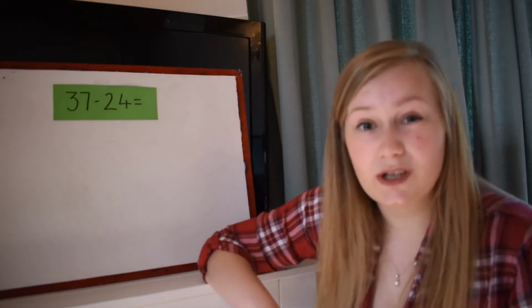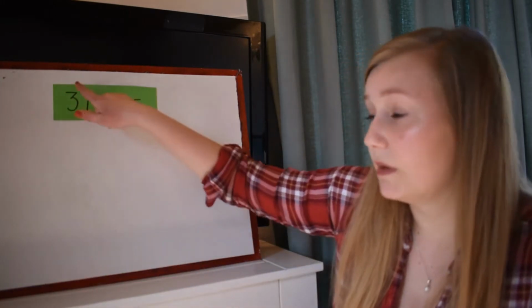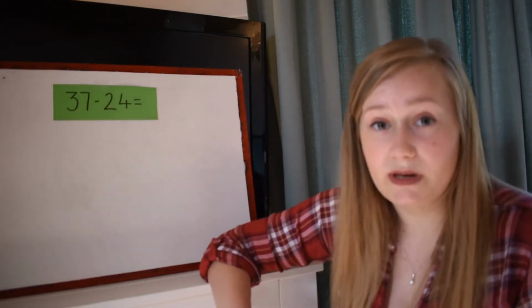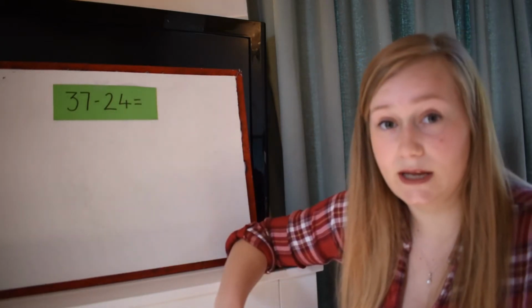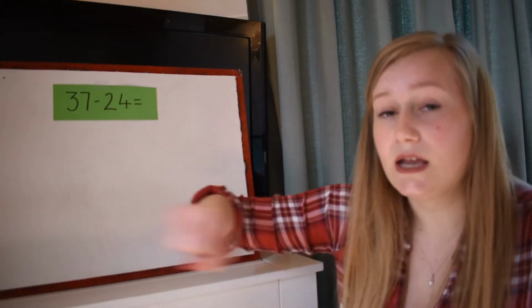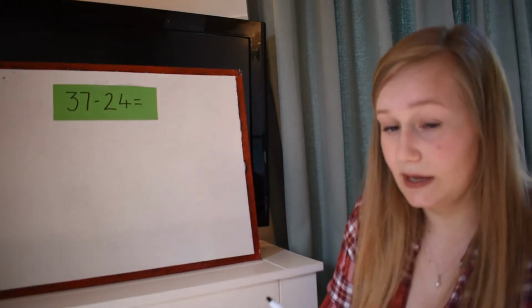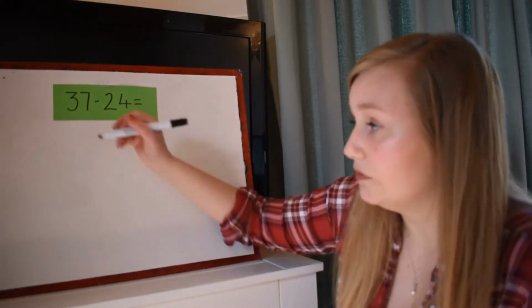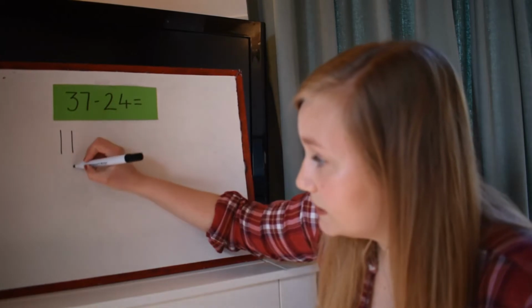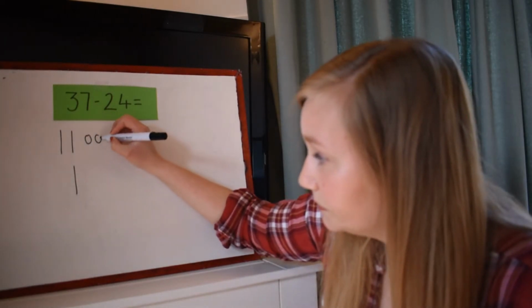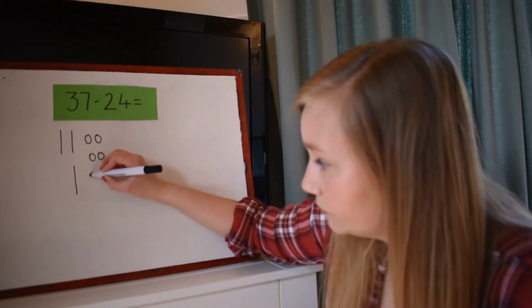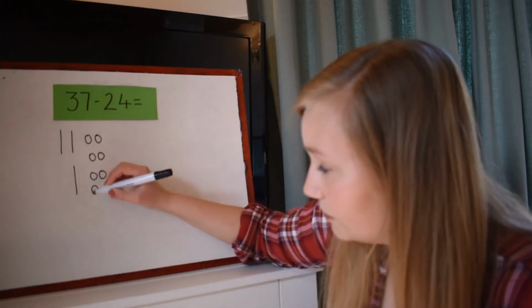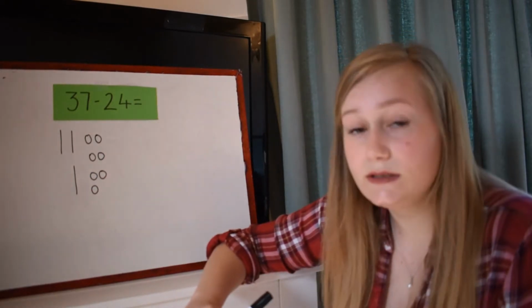When I'm doing subtraction, I need to start off drawing my minuend. I only draw my minuend because I don't have my subtrahend, so I only draw the thing I have, and then I do my taking away, okay? So 37 subtract 24. I'm going to draw 30 and 7. So that's 3 sticks of 10 for 30 and 7 ones.